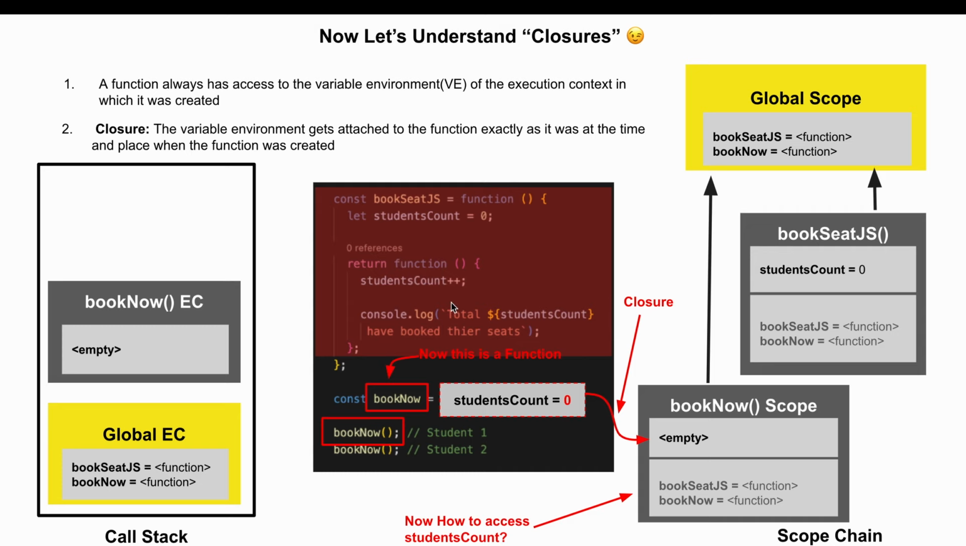Okay, and this happens before the scope chain. That means we can say closures have a priority over scope chain. JavaScript will look in the closures or the closed over variable environments first, which is attached to this function. Okay, and if that variable is not there, then only it is going to look into the scope chain.